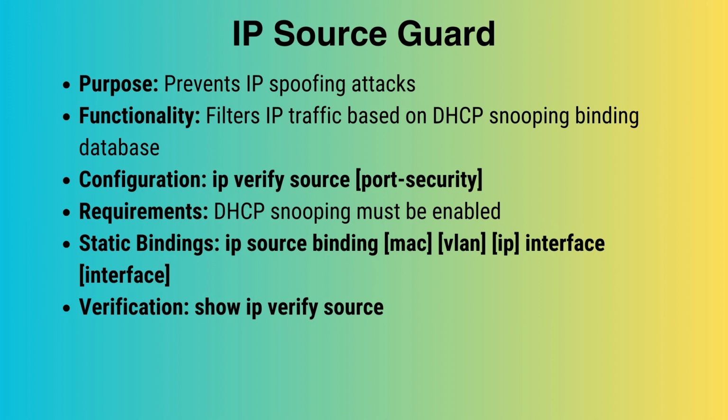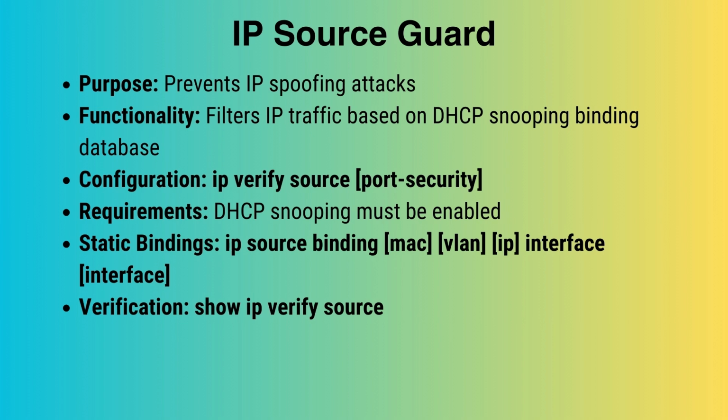IP Source Guard prevents IP address spoofing by filtering traffic based on the DHCP snooping binding database. When enabled, the switch checks incoming packets to ensure they match the IP and MAC address pairs in the binding table. If a packet doesn't match, it is dropped.